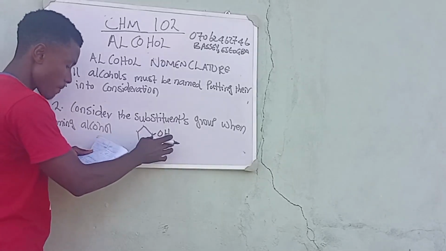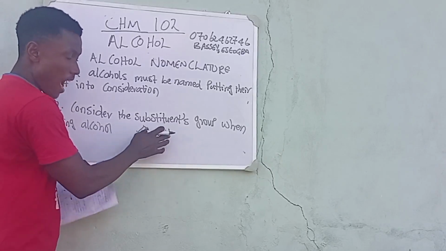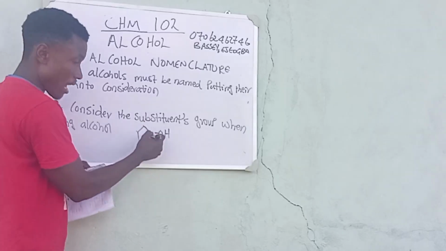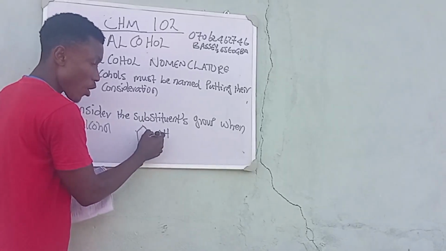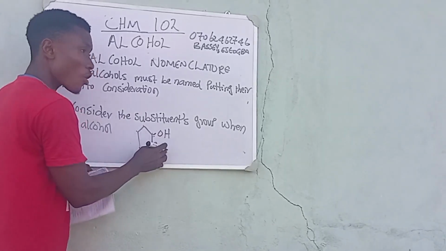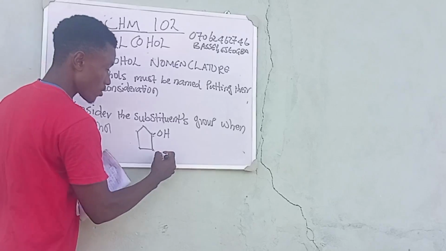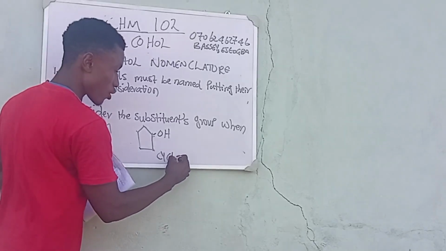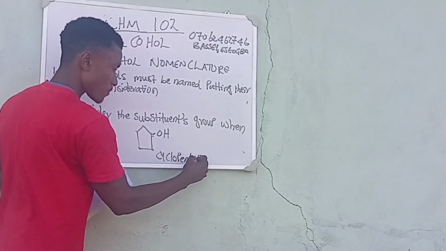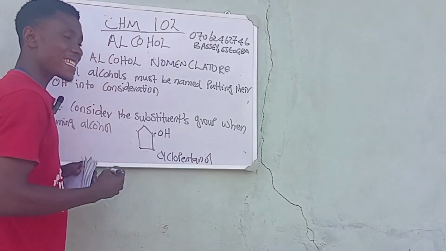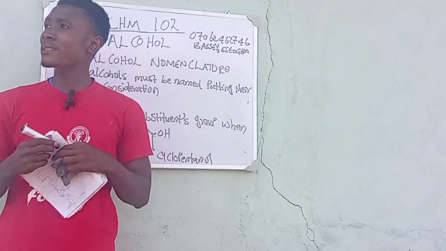So to name this, we are going to start our counting where there's a presence of OH. So this is number 1. So basically the name of this compound is known as cyclopentanol. There are a lot of them.